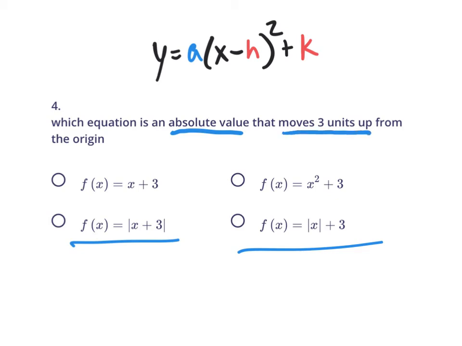And the up or down shift comes from the k value. Okay, so this +3 is a positive k value, which means it shifts 3 up, which means that that is your answer right there. Okay. Don't make the mistake of picking this one because this is a parabola and they're saying absolute value. Now, if they would say which parabola gets shifted 3 units up, then you would pick this one up here.